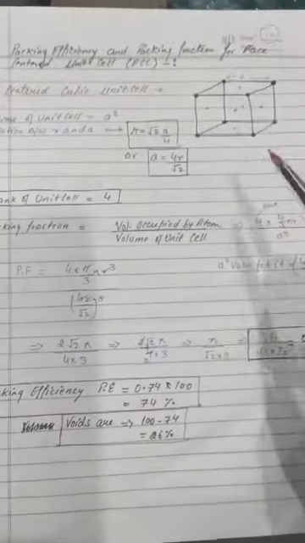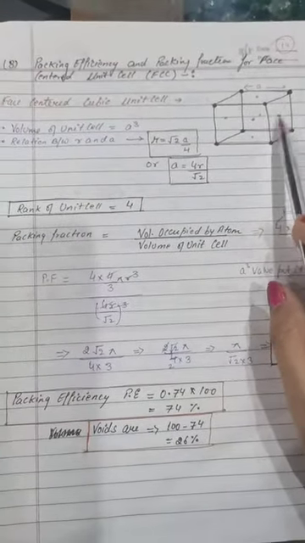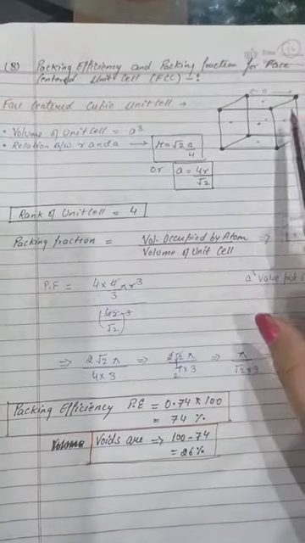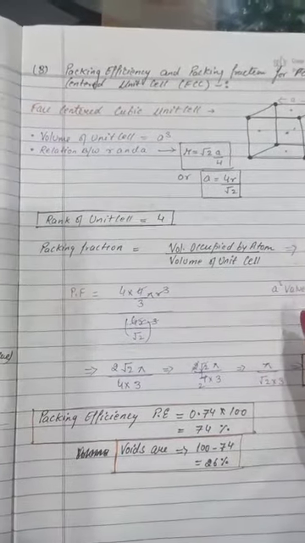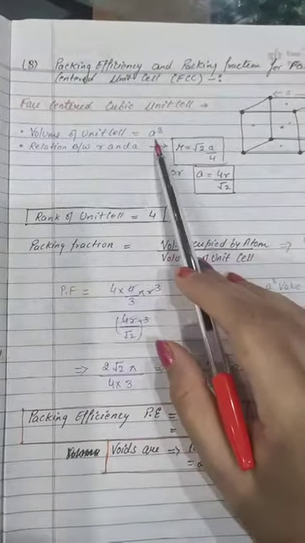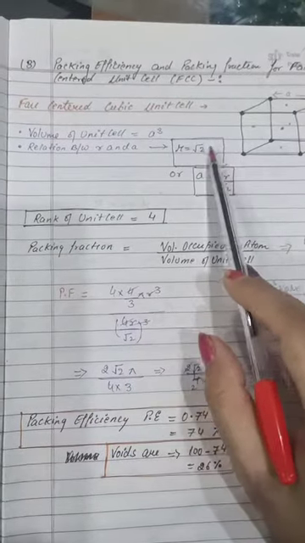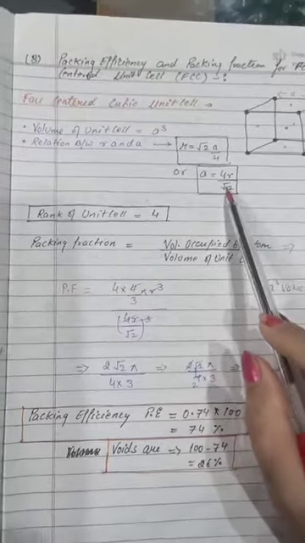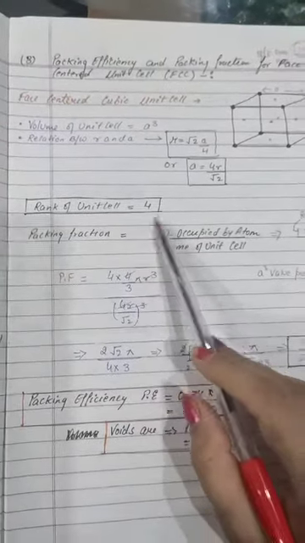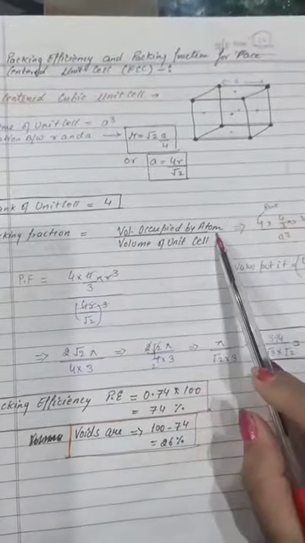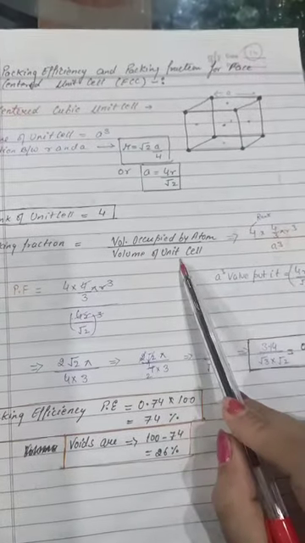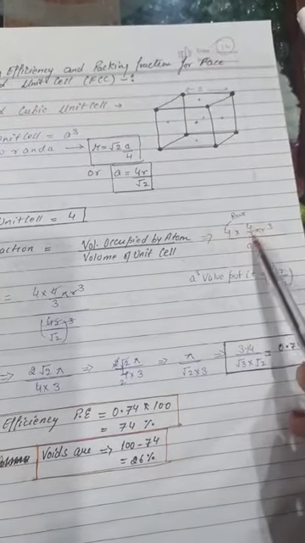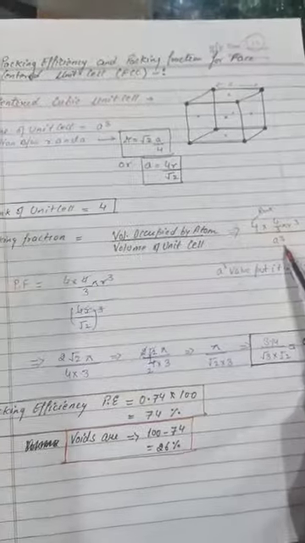Now next we talk about the face centered unit cell. In a face centered unit cell, 8 atoms are on the corners and 6 are on the faces. Already the edge length is a, and the radius is root 2 a by 4. So a is 4r upon root 2, and the rank of the unit cell is 4. Packing fraction is the volume occupied by atoms upon the volume of the unit cell. Putting in the formula, 4 into 4 upon 3 pi r cube, upon a cube.